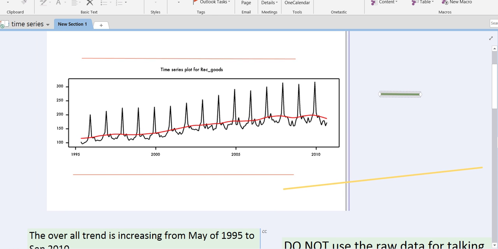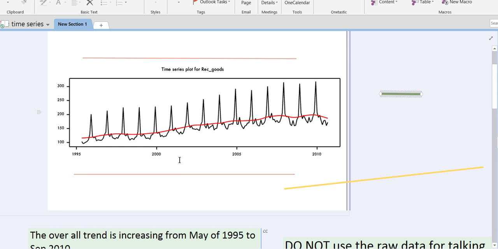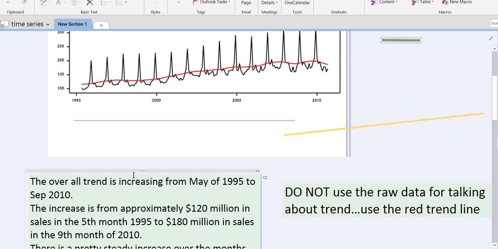And if it's increasing, you need to give evidence. So you basically say the overall trend is increasing from May of 1995 to September 2010. Then you give evidence. You state where approximately it begins and where it ends. So approximately the increase is from approximately 120 million dollars in sales in the 5th month of 1995 to approximately $180 million in sales in the 9th month of 2010. So you've covered that overall trend. Do not use the raw data.